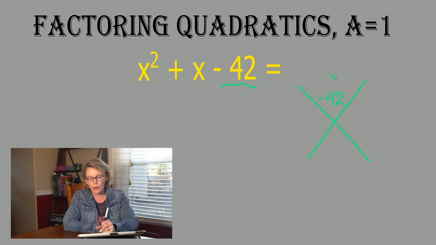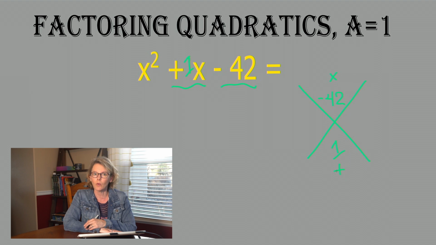Things are going to need to multiply to equal negative 42. Our middle term, we have this plus x. We don't put x on the bottom, but remember this has an invisible 1, so that means that things are going to have to add up to equal 1. So let's go through 42.